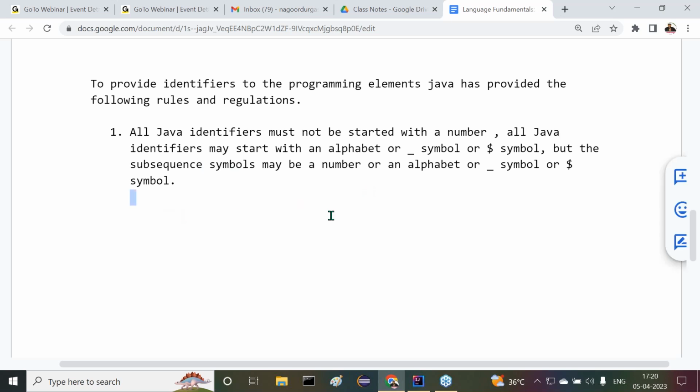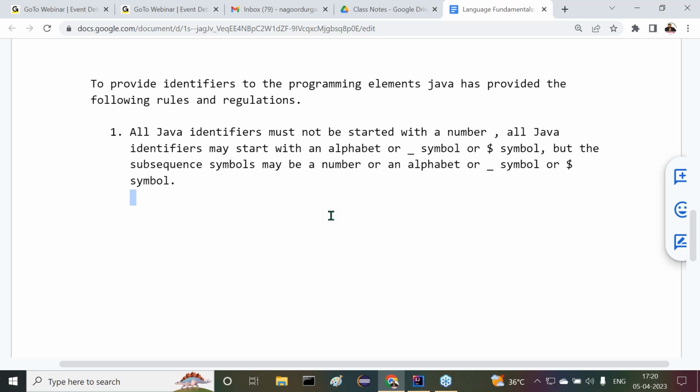Example I'm telling to you, observe carefully. Of course, in a single name, multiple words are available. First word, first symbol should not be a number. First word, first symbol may be an alphabet, underscore symbol, or dollar symbol. And in the remaining part of the identifier, second word, first symbol, third word, first symbol, fourth word, first symbol, and so on, it may be a number, underscore, dollar, or an alphabet. But first word, first symbol should not be a number. It may be an alphabet, a dollar, or an underscore symbol.